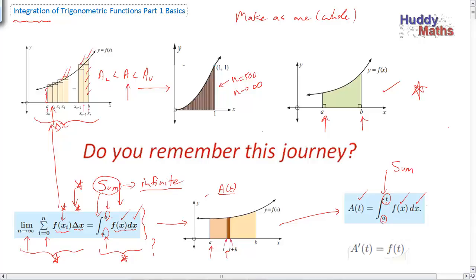And that delta x is getting smaller and smaller as n tends to infinity. That's what we're after. And here's the big result, right down in the bottom corner here. We found that the derivative of that area function was the original function. What? That's interesting. And that becomes the fundamental theorem of calculus in a minute.